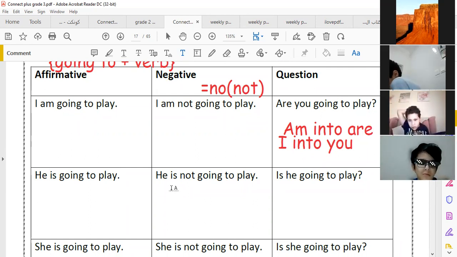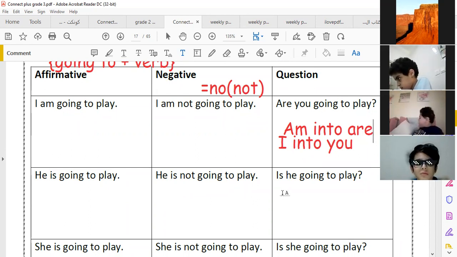In the negative sentence, we put not after is. He is not going to play. In the question, we start with is. Is he going to play? Don't forget to start with capital letter. Don't forget to finish with question mark.